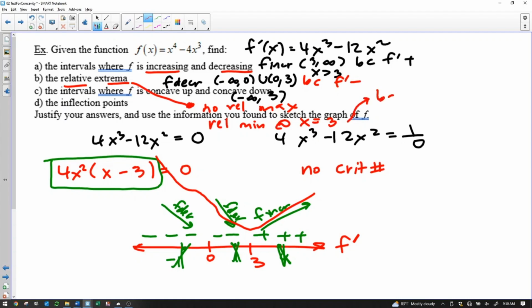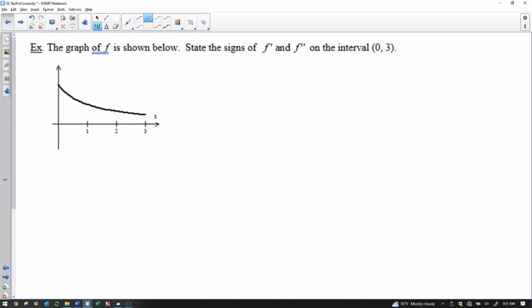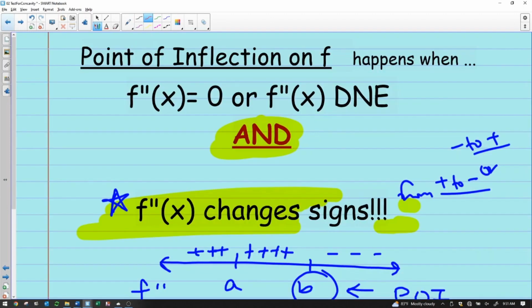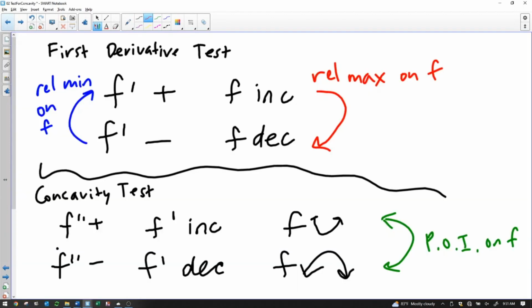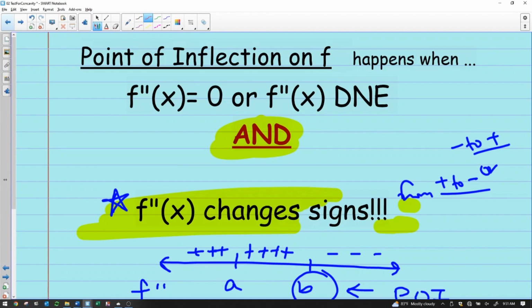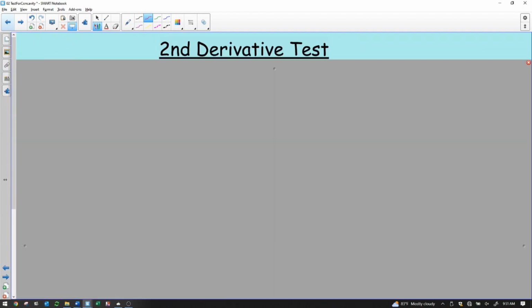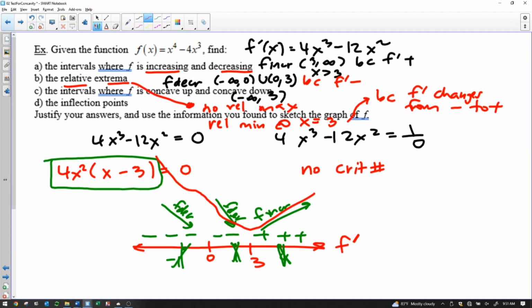Let me write it up here. Because F prime changes from negative to positive. If you don't see it, it's right here. Relative min happens when F prime changes from negative to positive. You guys see where that justification came from? Guys, it's super important that you can justify. And then finally, let's see, did we answer all the questions?